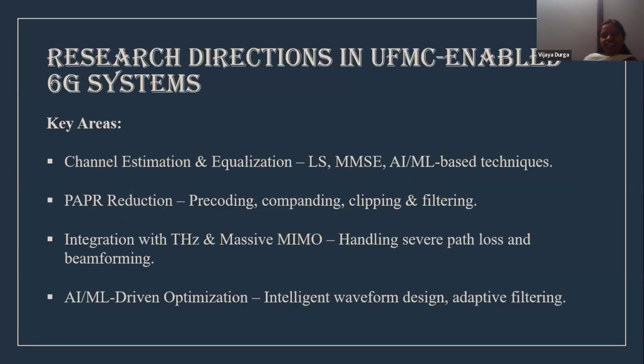Then what are the research directions in UFMC enabled 6G systems? That is a mandatory thing. Here, channel estimation and equalization, we'll discuss this. And then PAPR reduction; what are the PAPR reduction techniques, later we'll discuss. And integration with terahertz and massive MIMO, handling severe path loss, and beamforming also. AI and ML driven optimization is also there. That means intelligent waveform design and adaptive filtering techniques. If we are using filtering techniques in UFMC, adaptive filtering and adaptive modulation are also possible using AI in UFMC. That is also one of the research directions.